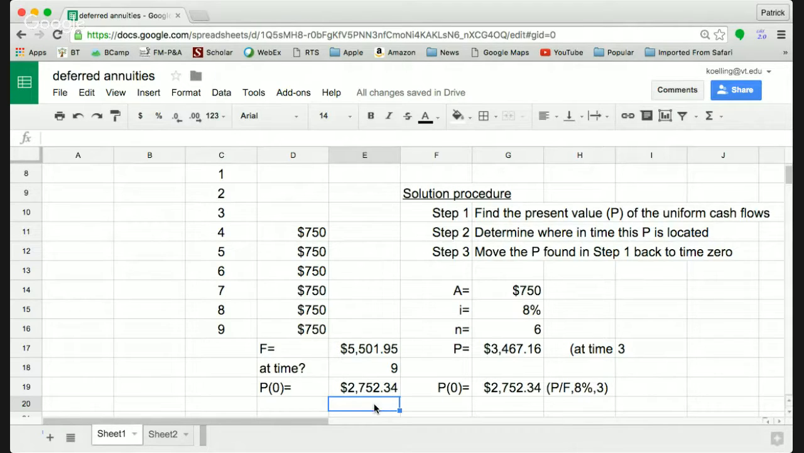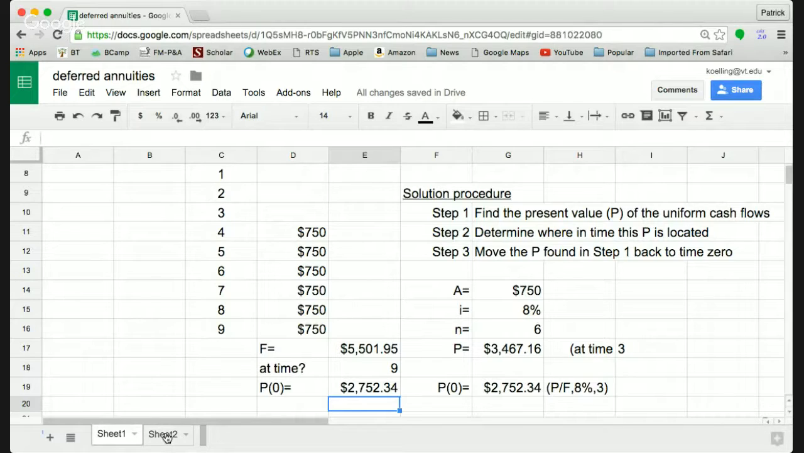As a matter of fact, if I had taken this 5501.95 back to time 3 instead of time 0, so I had done a P given F 8% for 6 periods, that would be 9 minus 3, or 6 periods, I would have found 3467.16. So once again, just to demonstrate, these are all economically equivalent. They just happen to be occurring at different points in time.